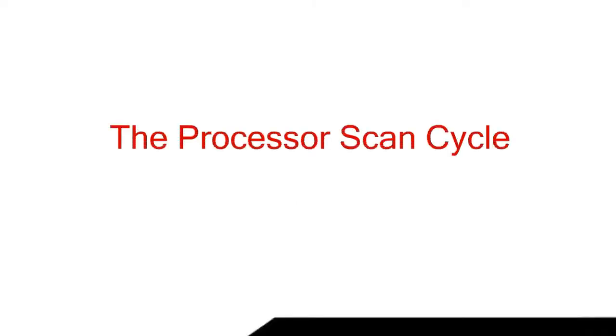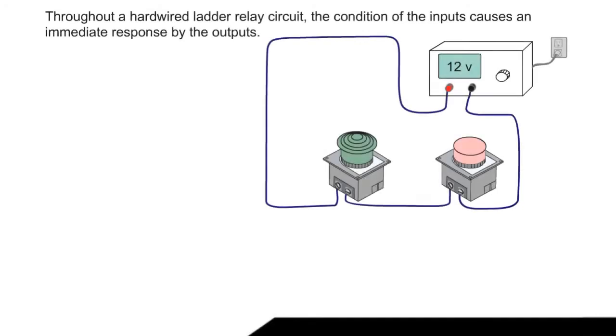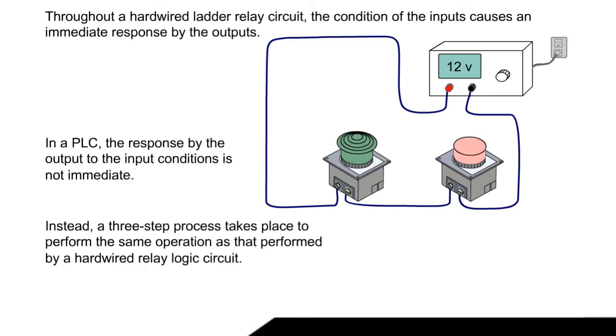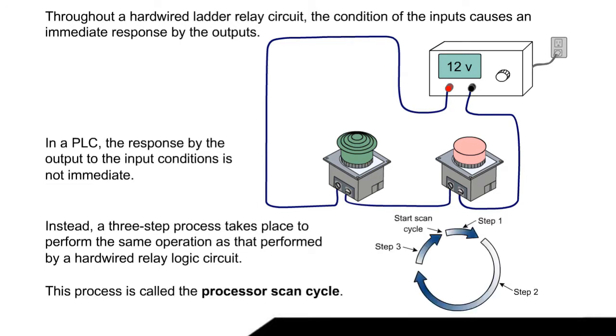The processor scan cycle. Throughout a hardwired ladder relay circuit, the condition of the inputs causes an immediate response by the outputs. In a PLC, the response by the output to the input conditions is not immediate. Instead, a three-step process takes place to perform the same operation as that performed by a hardwired relay logic circuit. This process is called the processor scan cycle.